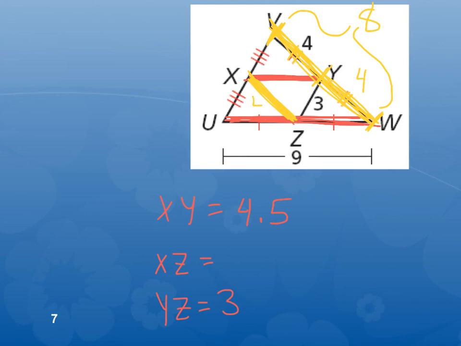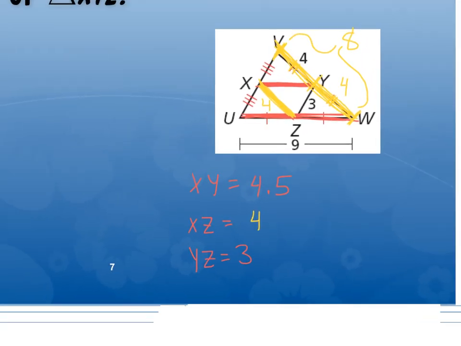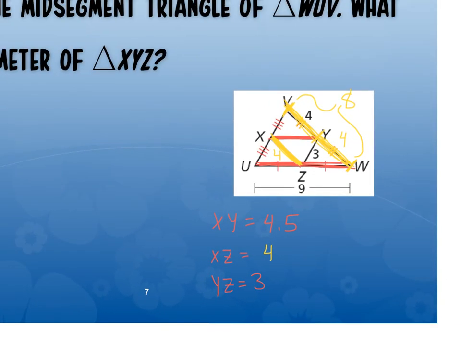4. Do we have all the sides of the triangle now? Yeah, so add them. So 4.5 plus 4 plus 3 is 11.5. That's it.